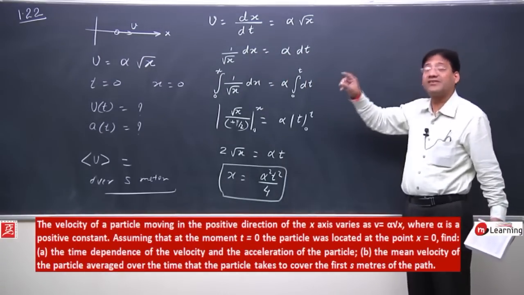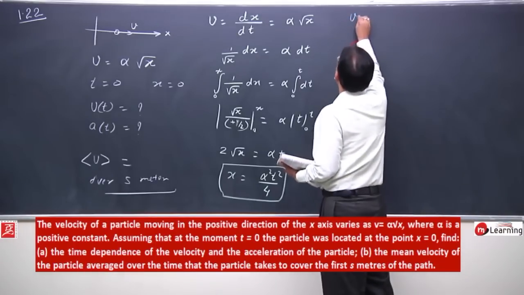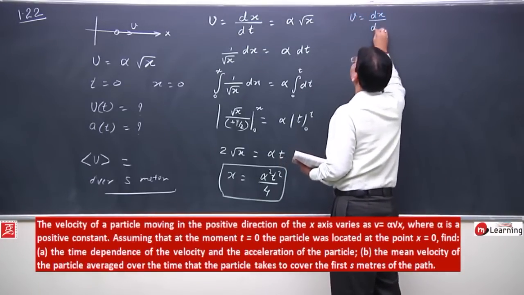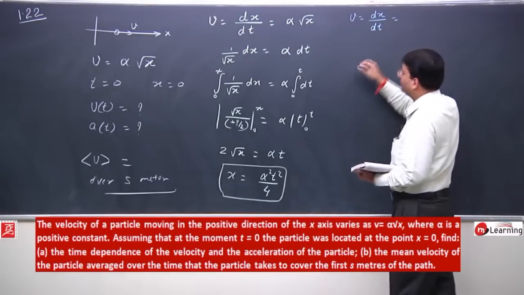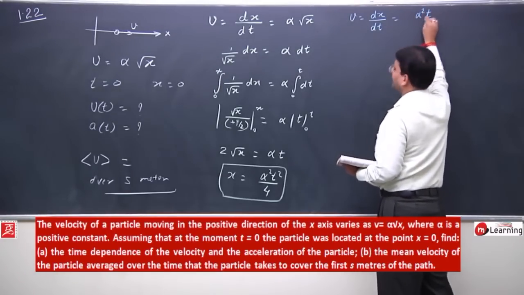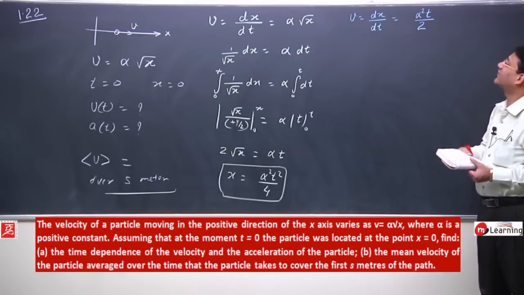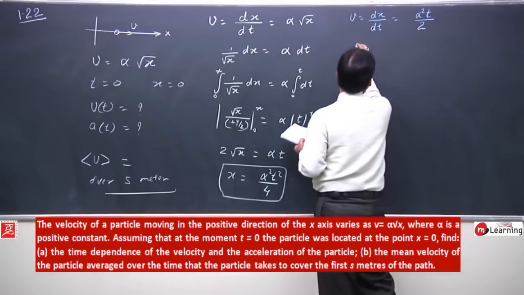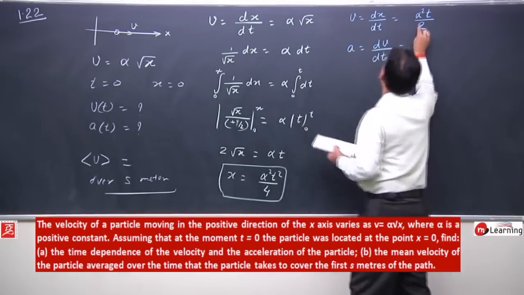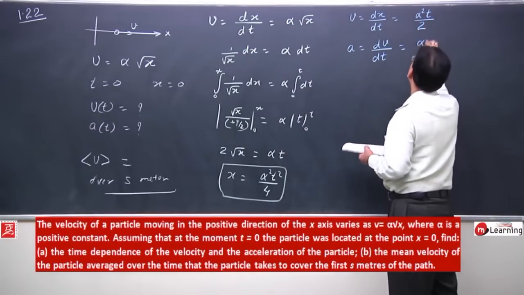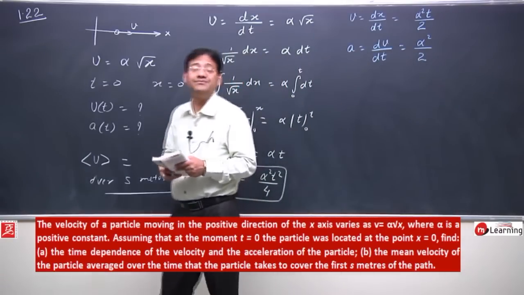Now, we had asked for velocity as a function of time. In order to write velocity as a function of time, I will say velocity is dx by dt. I differentiate it with respect to time, so this comes out to be alpha square t by 2. This is velocity as a function of time. Acceleration as a function of time: acceleration is dv by dt. I differentiate this with respect to time, and it's alpha square by 2. That is the acceleration as a function of time.